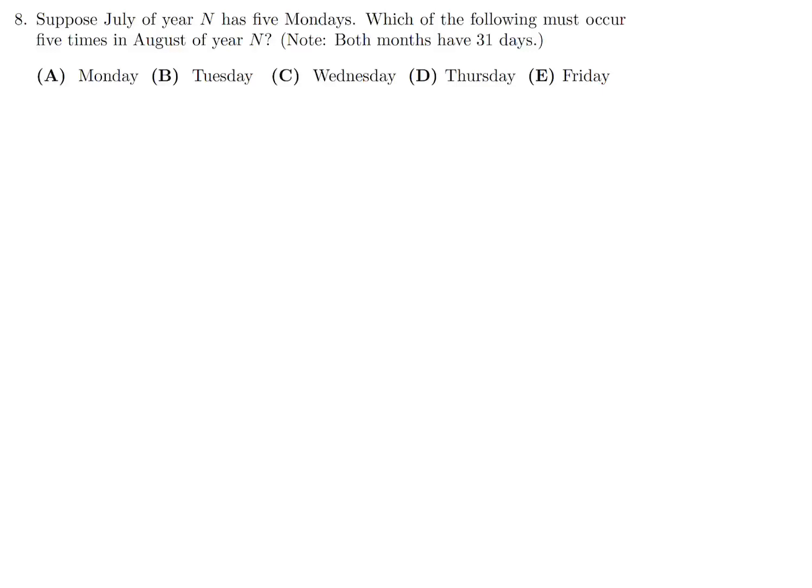Suppose July of year N has 5 Mondays. Which of the following must occur 5 times in August of year N? So let's draw a little calendar for ourselves. Sunday, Monday, Tuesday, Wednesday, Thursday, Friday, Saturday. And we have 5 Mondays, right?